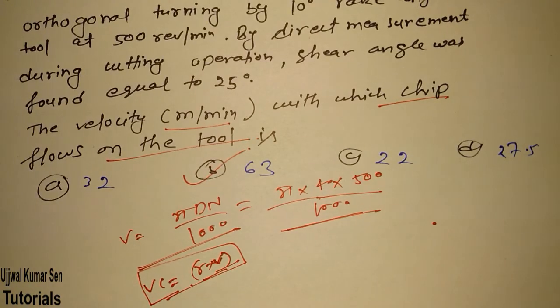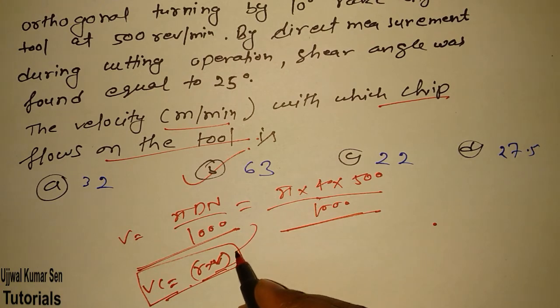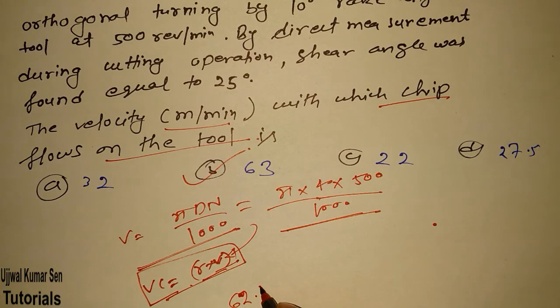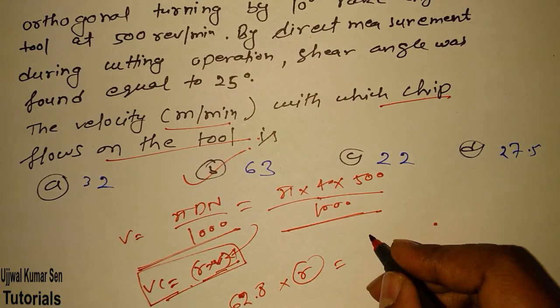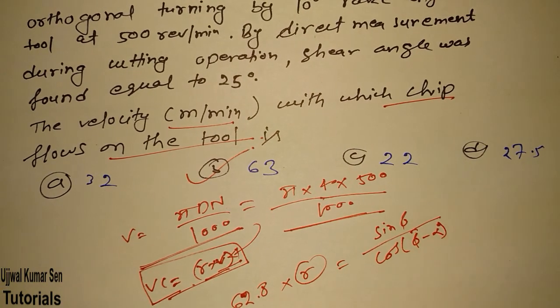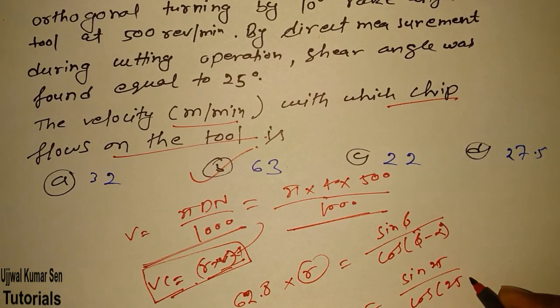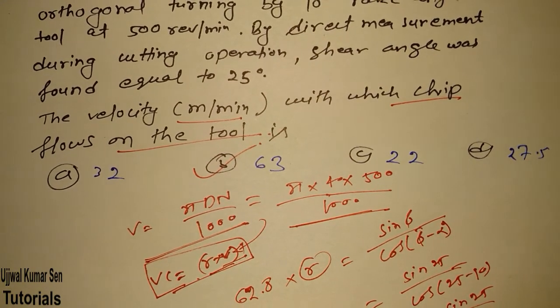So what we have to do, if you have to find out chip velocity, is first find out V, then put the value here. That is how much we are getting? Suppose, I think, 62.8, right? Now r we need to find out. For finding out r, we have the formula sin phi by cos of phi minus alpha. Phi is 25, cos of phi minus alpha, 25 minus 10. So sin 25 by cos 15.